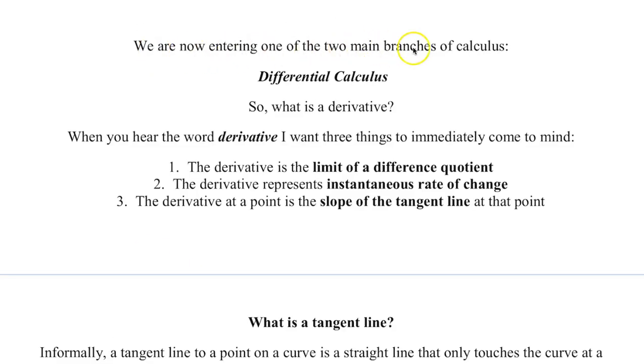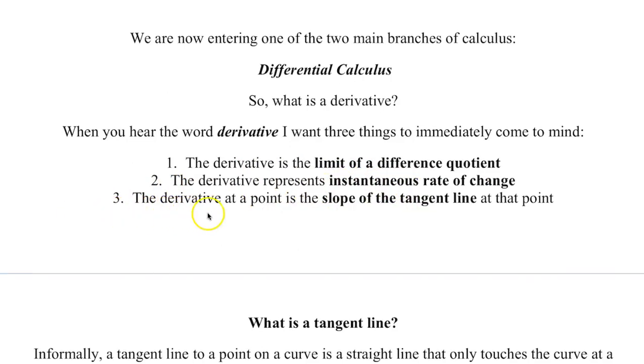We are now entering one of the two main branches of calculus, differential calculus. So what is a derivative? When you hear the word derivative, I want three things to immediately come to mind. First, the derivative is a limit of a difference quotient. Second, the derivative represents instantaneous rate of change. Third, the derivative at a point is the slope of the tangent line at that point.